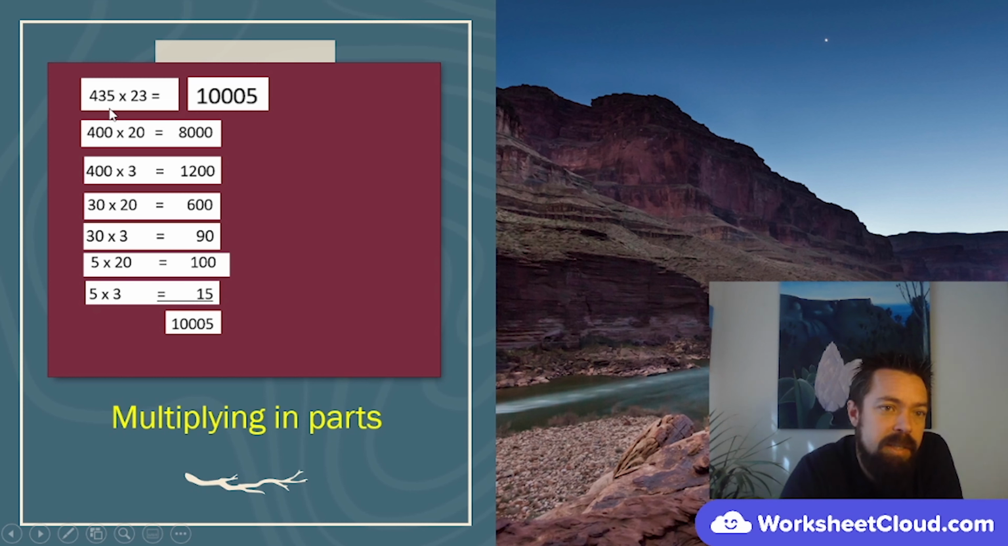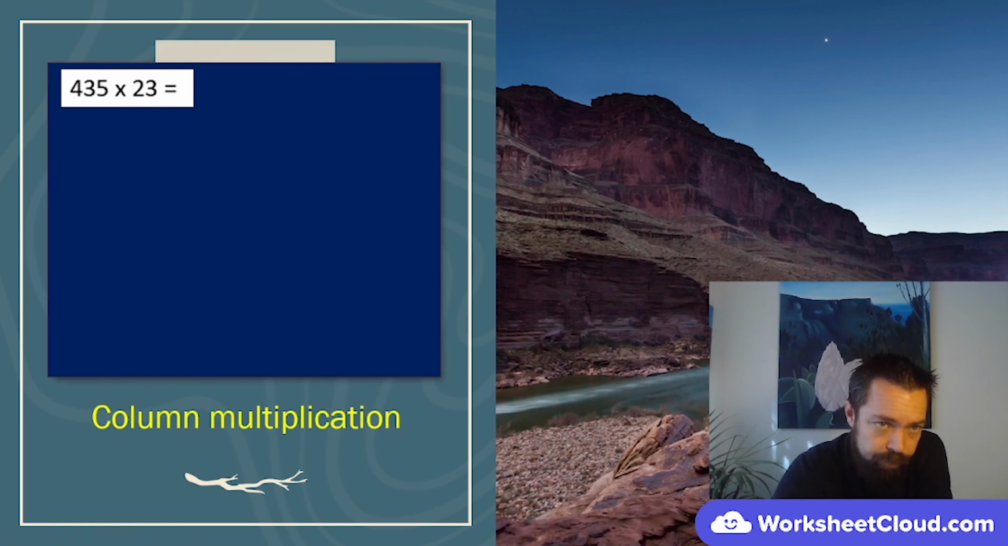So 3 digits in my first number, 2 digits in my second. 3 times 2 is 6. I should have 6 lines working out. Okay, so that's one of the methods.